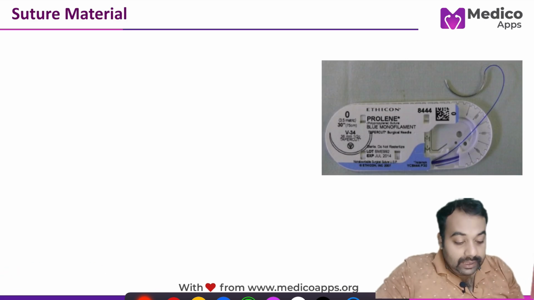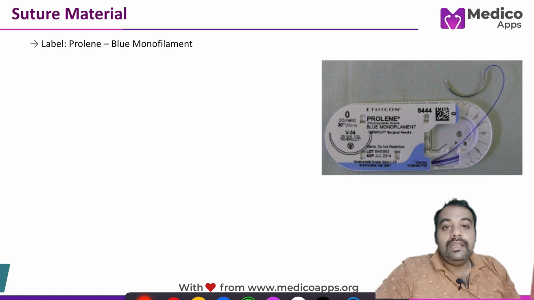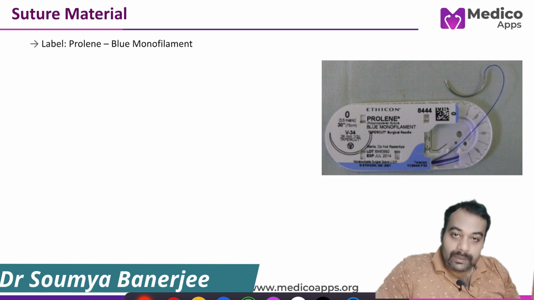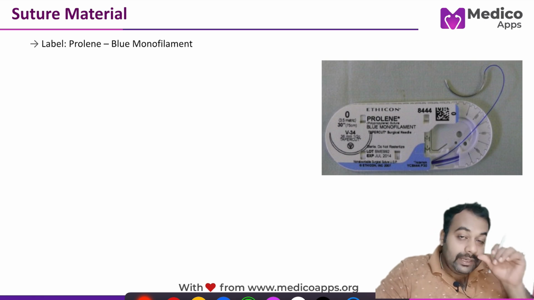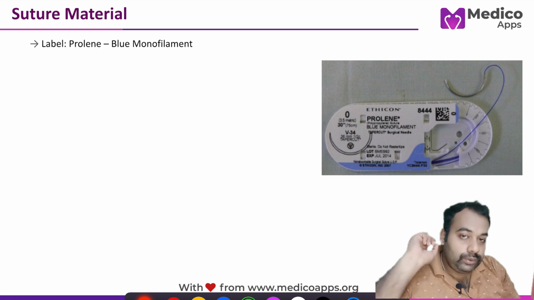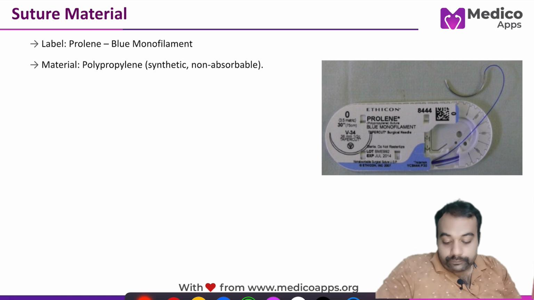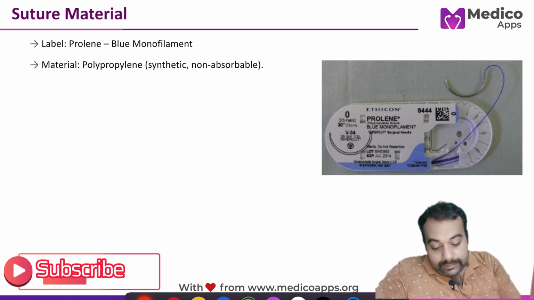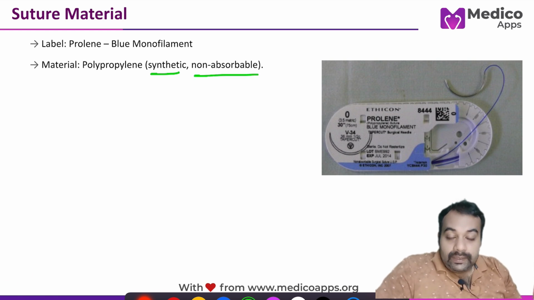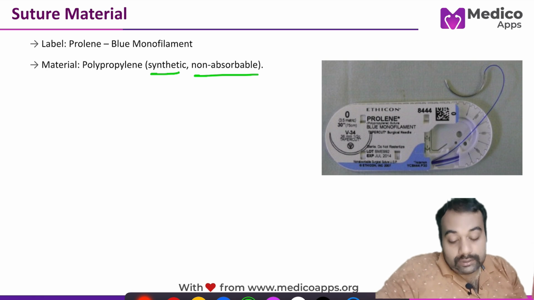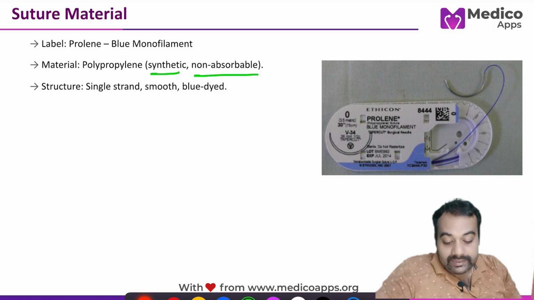In this image, they are basically giving you the Prolene suture. This Prolene is a polypropylene suture, made up of polypropylene. Now this Prolene is a monofilament suture. Monofilament means the suture material is made up of a single filament. As the material suggests, it's synthetic and non-absorbable. So it is not going to absorb on its own, due to enzymatic digestion.